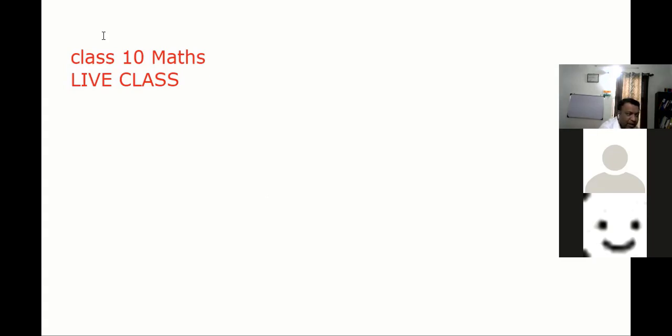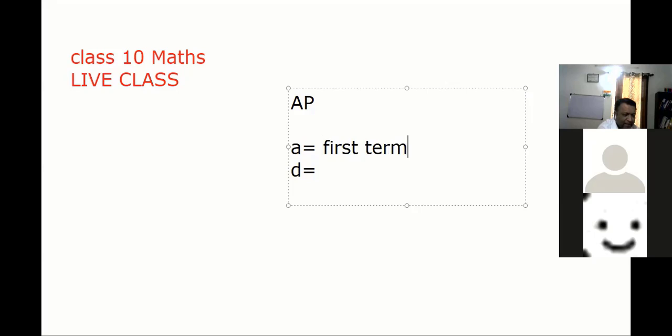So in any AP, guys, in any arithmetic progression, there are two very important things. We should know at least two things. With these two things, we can always form an AP. The first thing is a, which is the first term, and d is the common difference. If we know these two things, we can always form any AP.